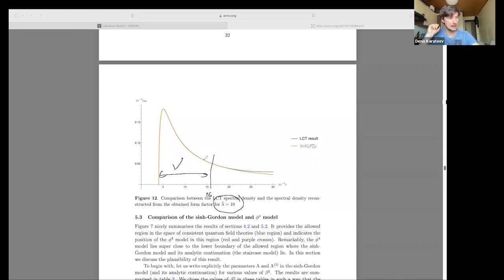In fact, in the broken phase, I think people computed the scattering amplitude in the phi to the four theory using lattice, using the Lüscher method. So that's what Pedro was complaining about, in the broken phase, this data. I see.